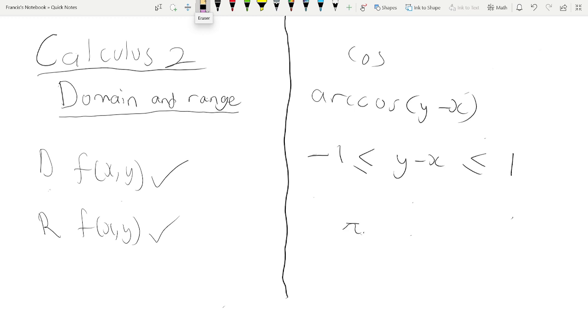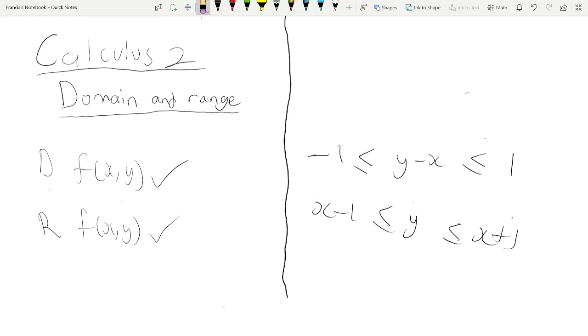So for our domain, we'll have it this way, from negative 1 all the way to 1. And we can decide to even express it further. We can decide to make y stand alone. We add x to everything so that we have x minus 1, y, and then maybe x plus 1. So this is also valid. This is also another valid form. Okay, so that's what we would have if we have a trig expression being considered.